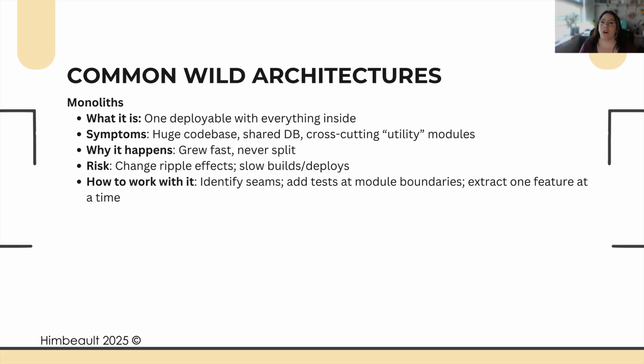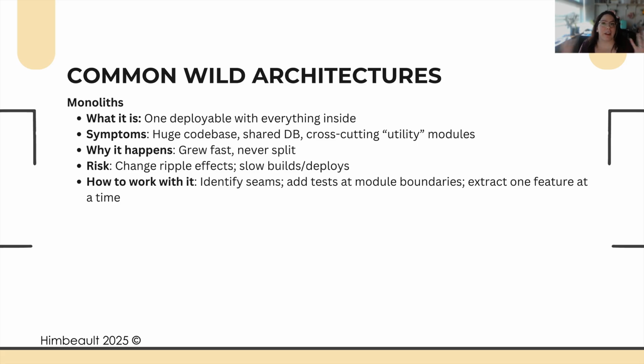Now, there are some pretty common architectures that are a little crazy. So we're going to talk about them so that when you go out and try to look at legacy code, you might have some buzzwords or places to start your investigation. The first is the monolith. One deployable with everything inside of it. This is going to be a huge code base with a big shared database, and our utility modules are cross-cutting everywhere. Often this happens because it grows fast and nobody took time to deal with the technical debt. They never split it.